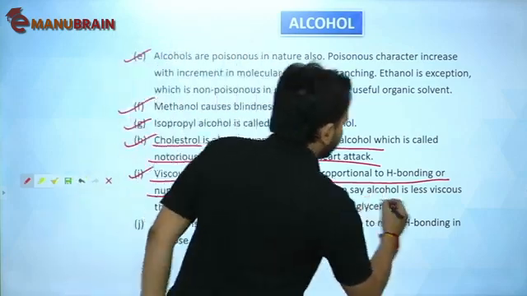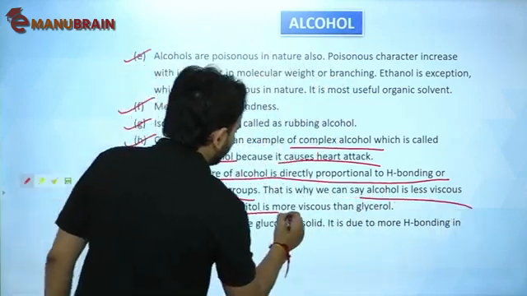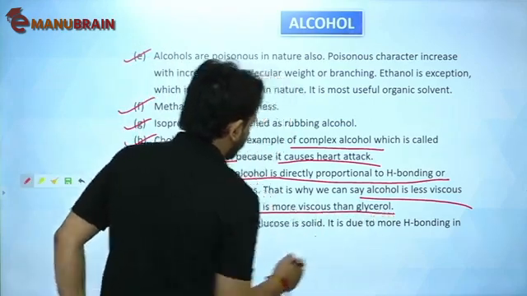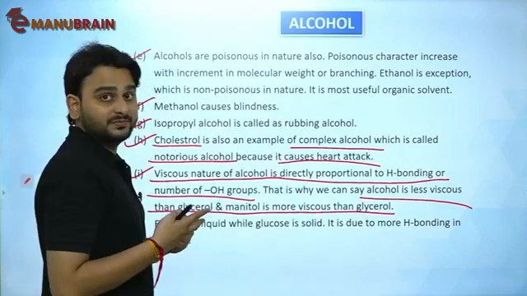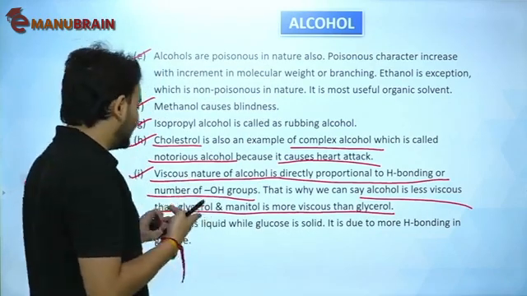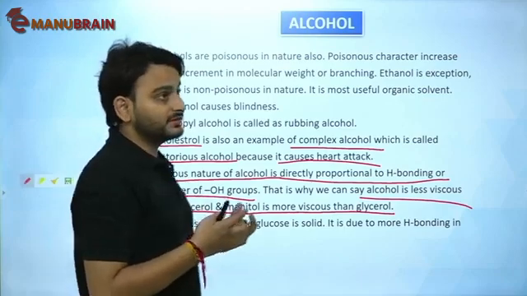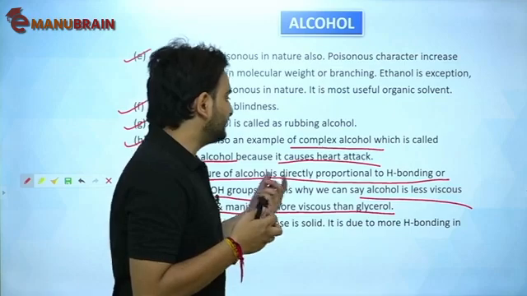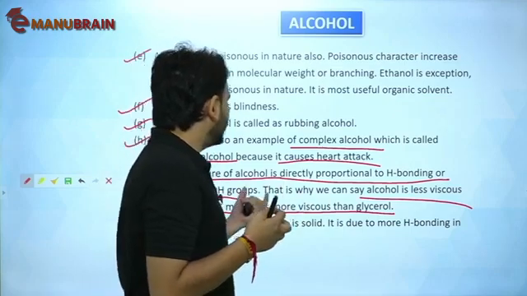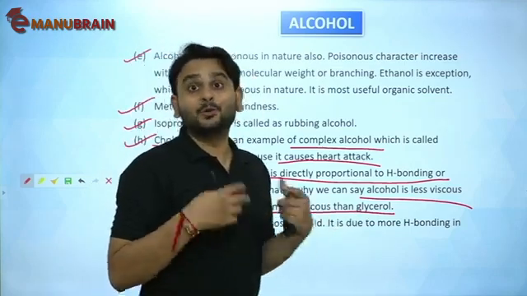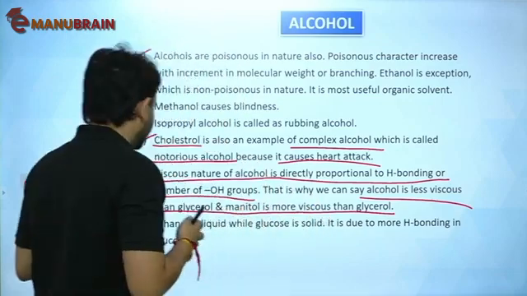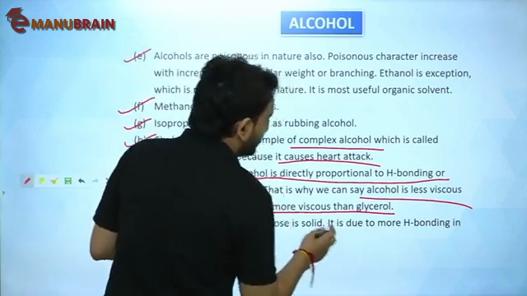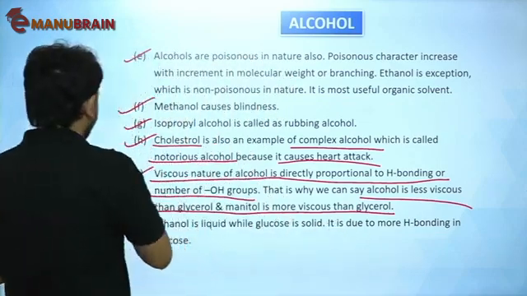That is why we say alcohol is less viscous than glycerol and mannitol, right? Mannitol is more viscous than glycerol, guys. Glycerol has three OH groups present, we talked about this, and glycol has two OH groups present. So simple alcohol is less viscous than glycerol, and mannitol is more viscous than glycerol, because there are more OH groups present. I hope you understood this, guys. Ethanol is liquid, while glucose is solid, and it is due to more hydrogen bonding in glucose. I hope you've understood all this, guys.